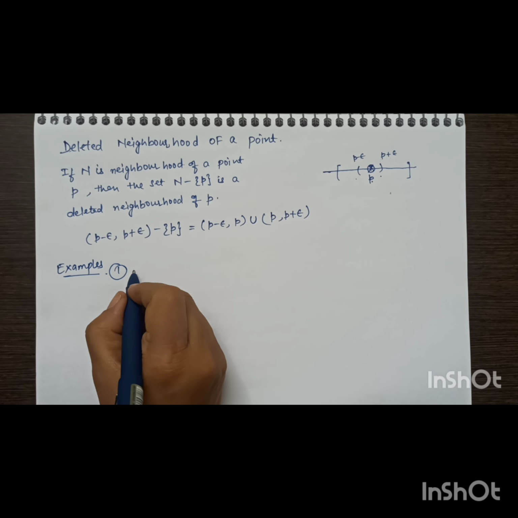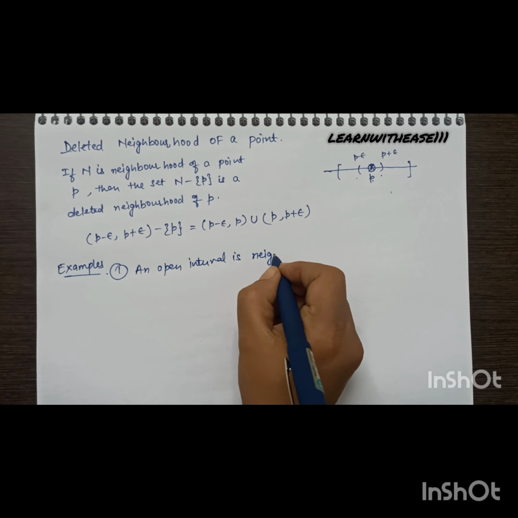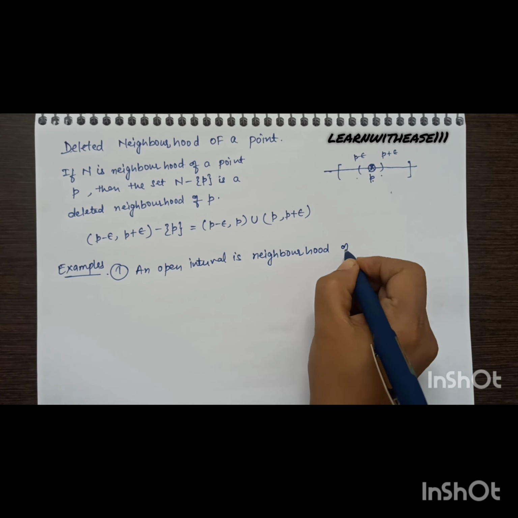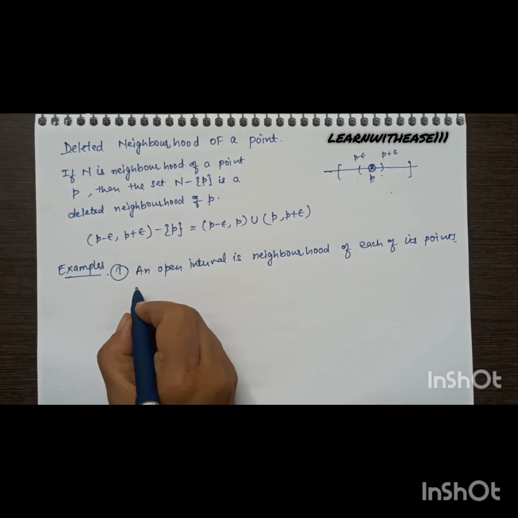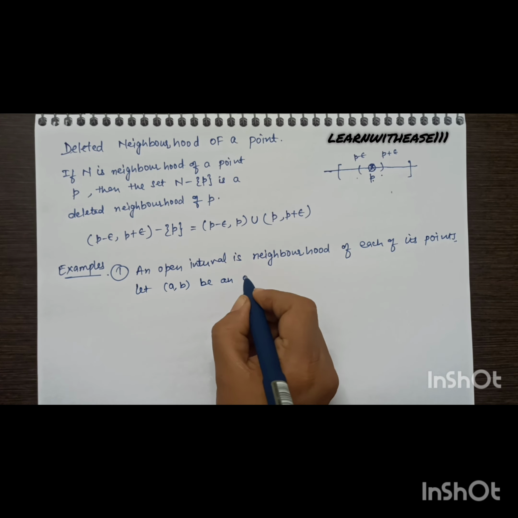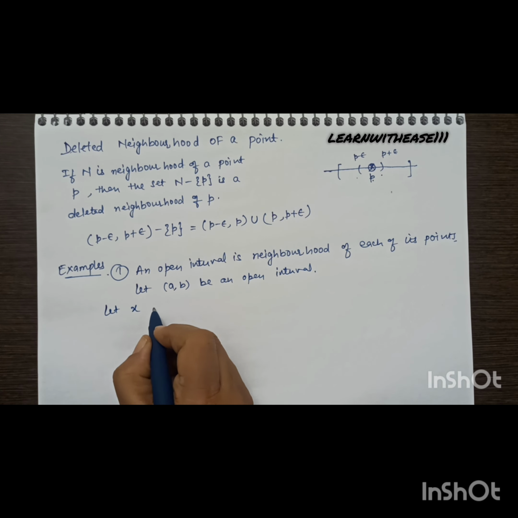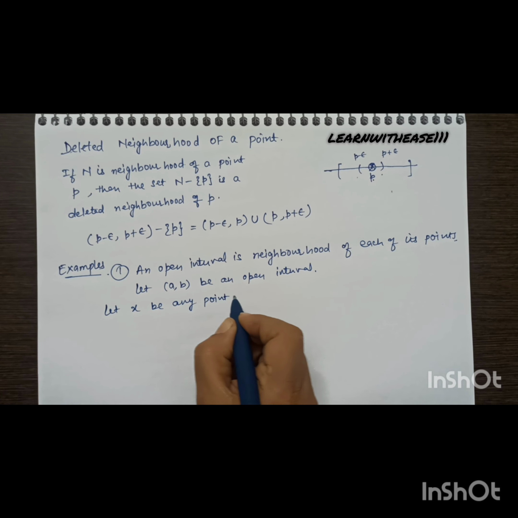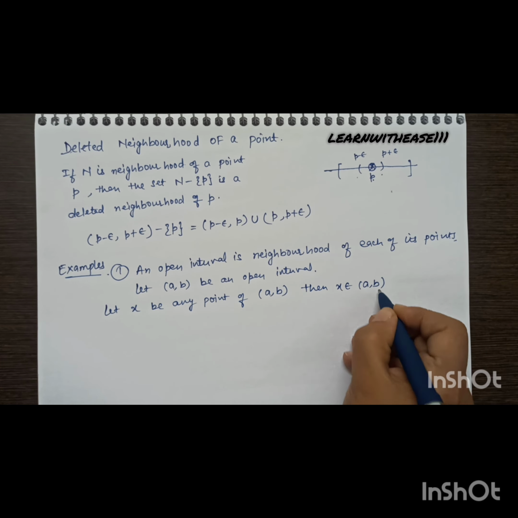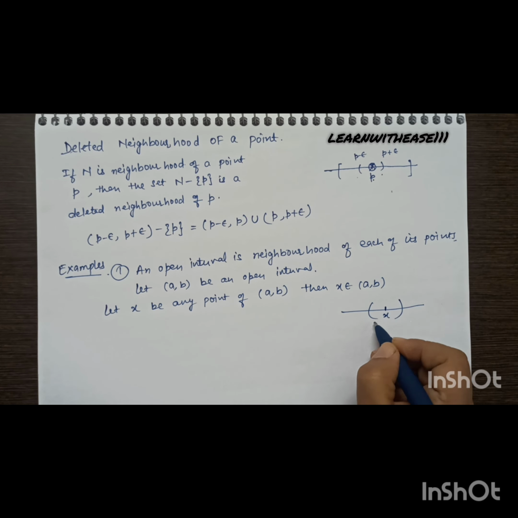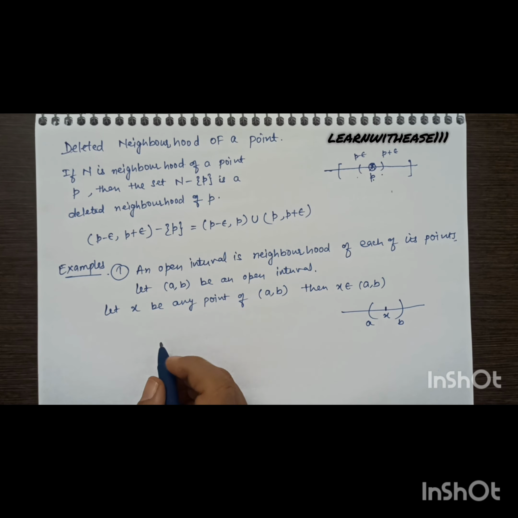So now the examples of neighborhood. An open interval is a neighborhood of each of its points. Whenever we choose any open interval, it is a neighborhood of each of its points. We need to prove this result also. Let AB be an open interval, A and B are any two real numbers. Let X be any arbitrarily chosen point in the set. We need to prove the result for X, and since X is arbitrarily chosen, the result will be true for each of its points. So X is contained in open interval AB.